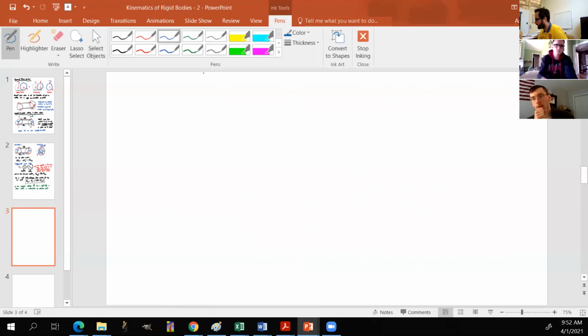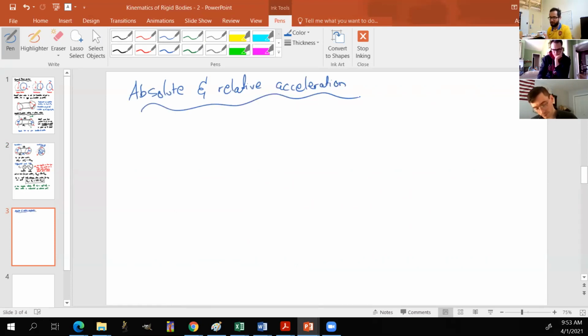So now let's find out what we call the accelerations in general plane motion, but people like to refer to them as absolute and relative accelerations. Right now this differentiation does not make sense, but next week it's going to make a whole lot of sense. We're basically just setting things up right now.